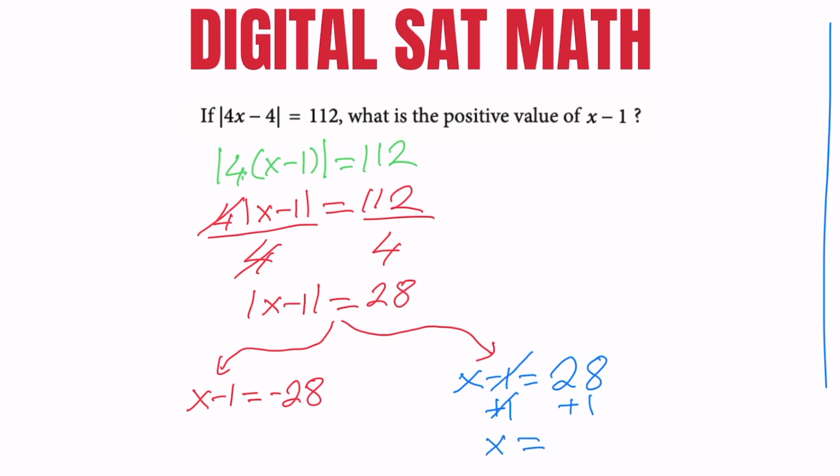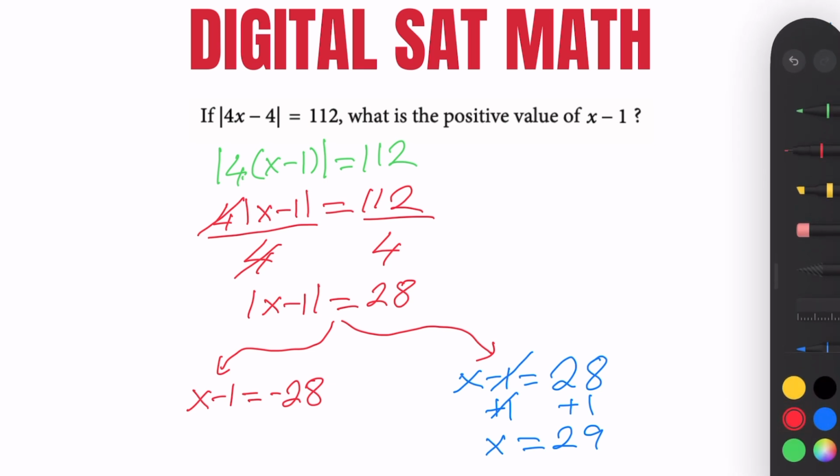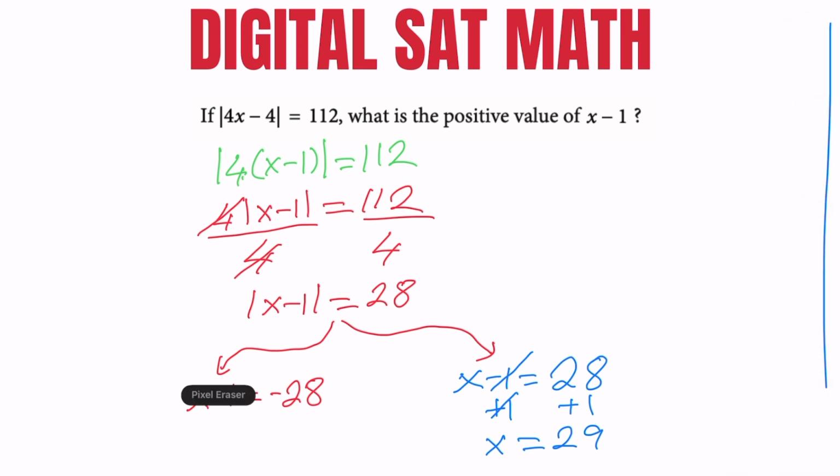On the right side, x will be 29. And over here on the left side, we had negative 1, same thing, plus 1. And x will be equal to negative 28 plus 1. Sometimes students are getting confused about this.